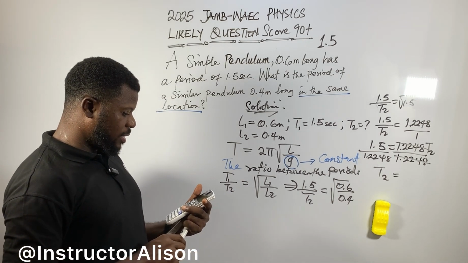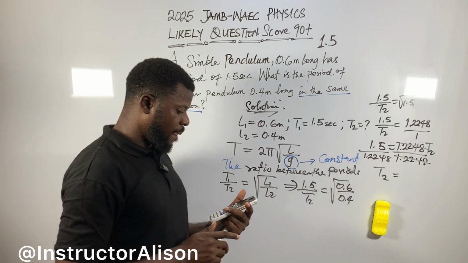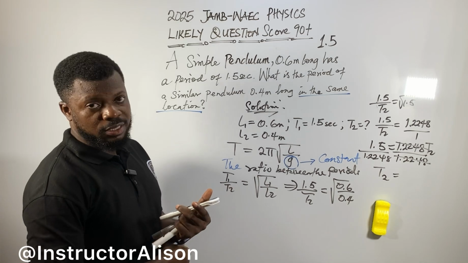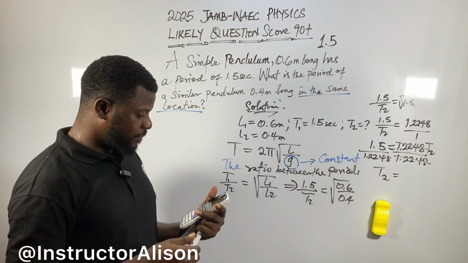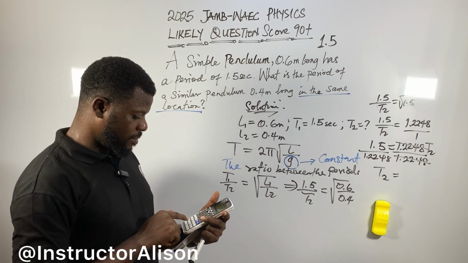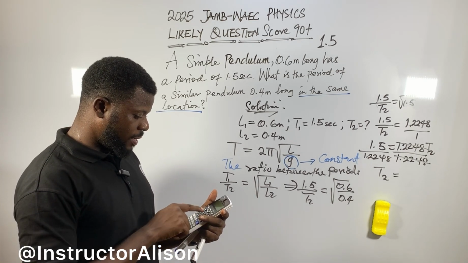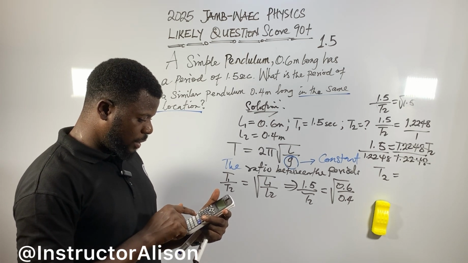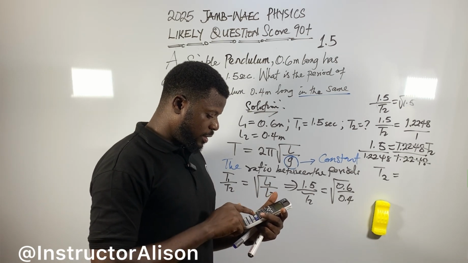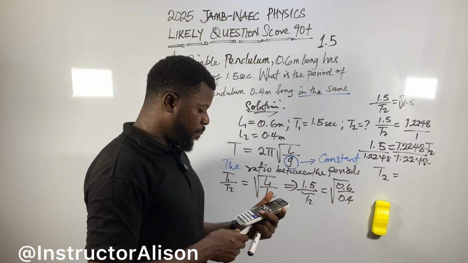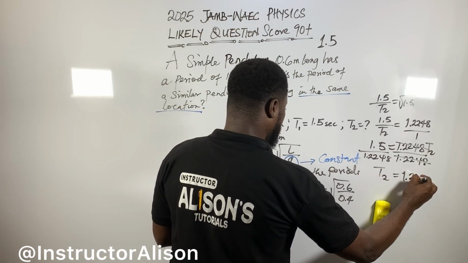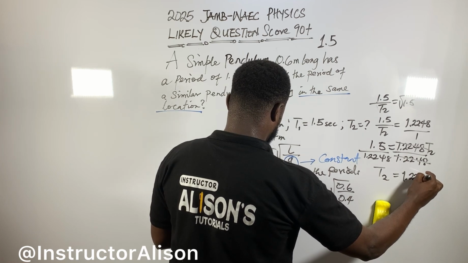Make sure our answers are the same. What do you get as an answer? Check well, because I don't know what my own calculator gives me. 1.5 divided by 1.2248. What is your answer? My own gives me 1.2247 approximately.